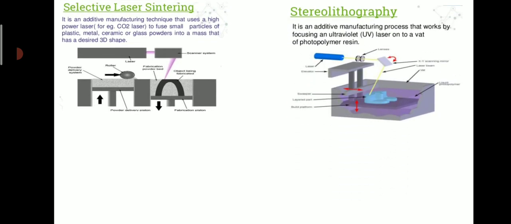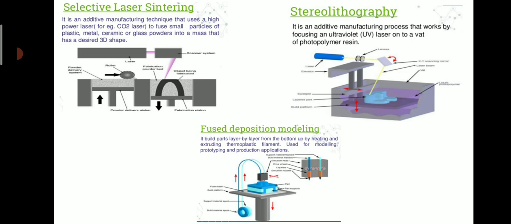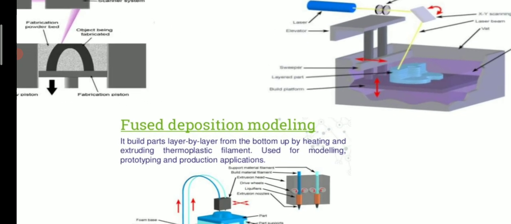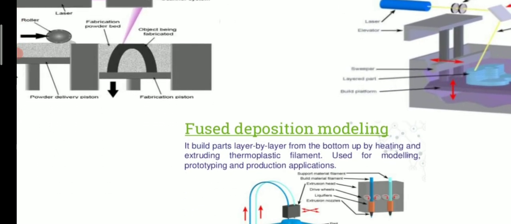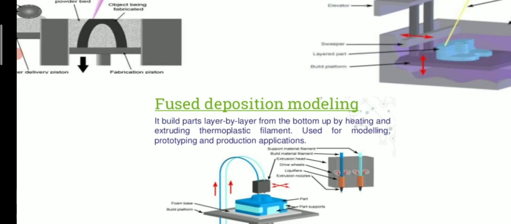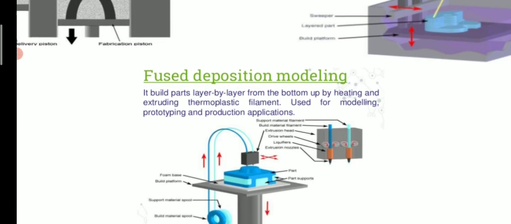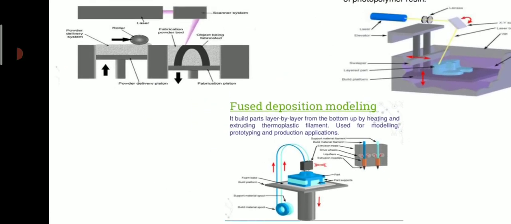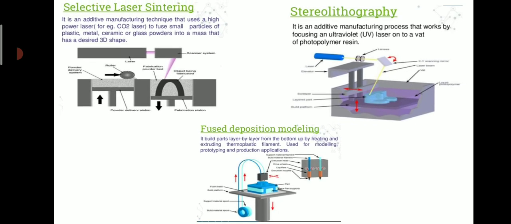Next is stereolithography. It is an additive manufacturing process that works by focusing an ultraviolet laser onto a vat of photopolymer resin. Next is fused deposition modeling. It builds parts layer by layer from the bottom up by heating and extruding thermoplastic filament. It is used for modeling, prototype and production applications. So these are some of the 3D printing techniques.